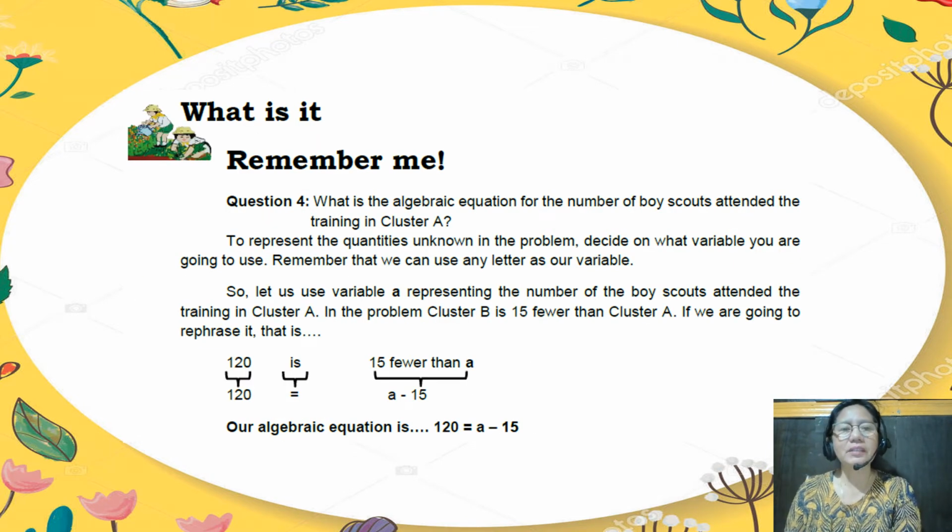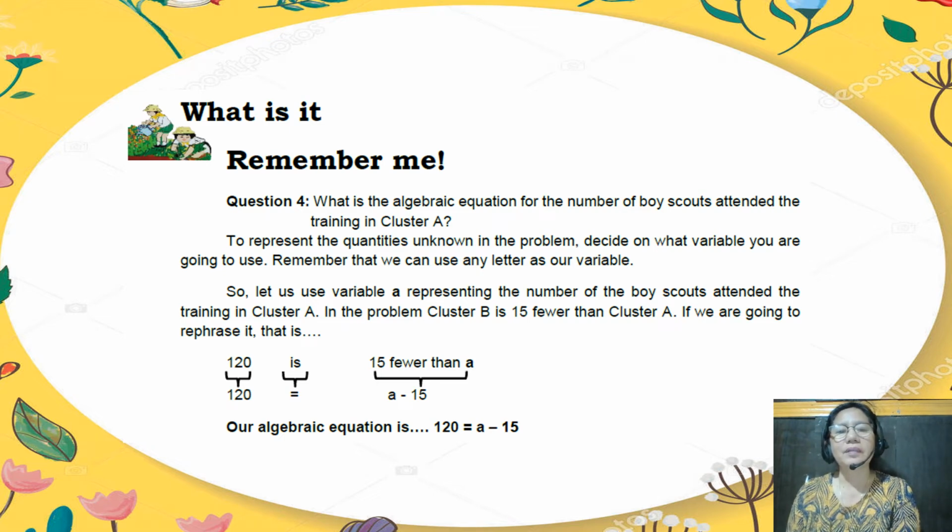For question number 4, it asks for the algebraic equation for the number of Boy Scouts who attended the training in Cluster A. To represent the unknown quantities in the problem, we can decide on any variable or any letter in the alphabet. Let us use A to represent the number of Boy Scouts who attended the training in Cluster A.